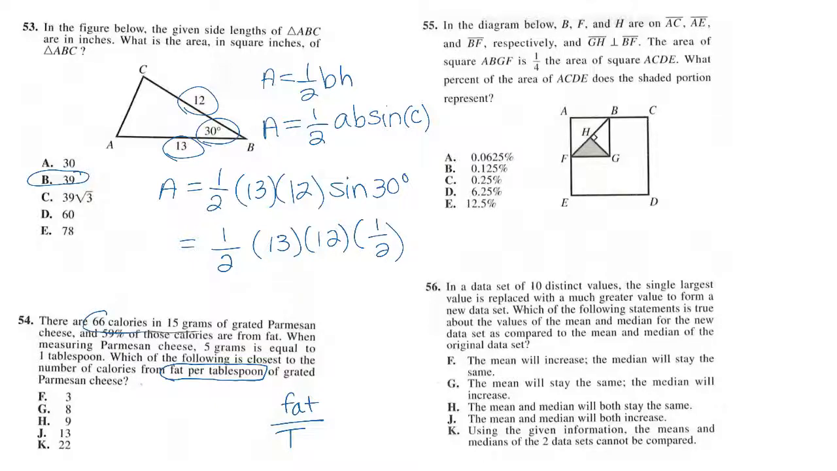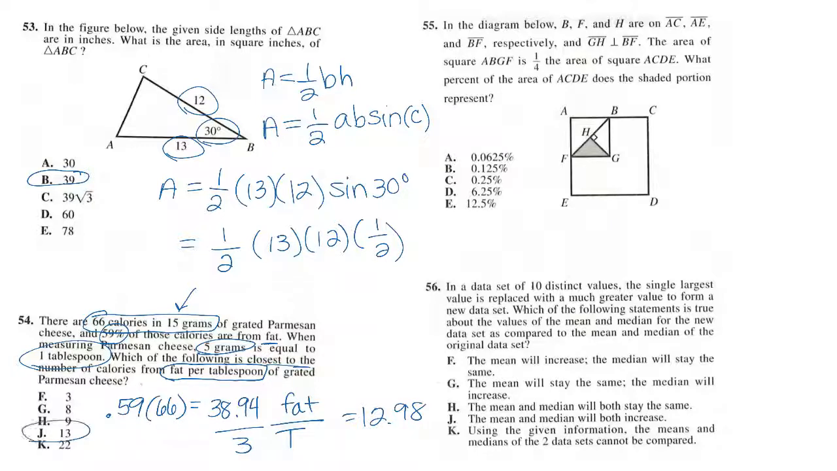So what we need to do is go through and look at our conversions. We have 66 calories for 15 grams. We also know 59% of that is from fat. So to get our fat grams, 59% or 0.59 of 66 is going to generate our fat grams, and that I would definitely type in the calculator. That's going to give us 38.94. So that's going to be fat. And then notice we need 5 grams is equal to 1 tablespoon, but I have 15, so that's going to be per 3 tablespoons. And notice if we divide that out, that is going to be about 12.98. So the closest value is going to be J. It's going to be 13.